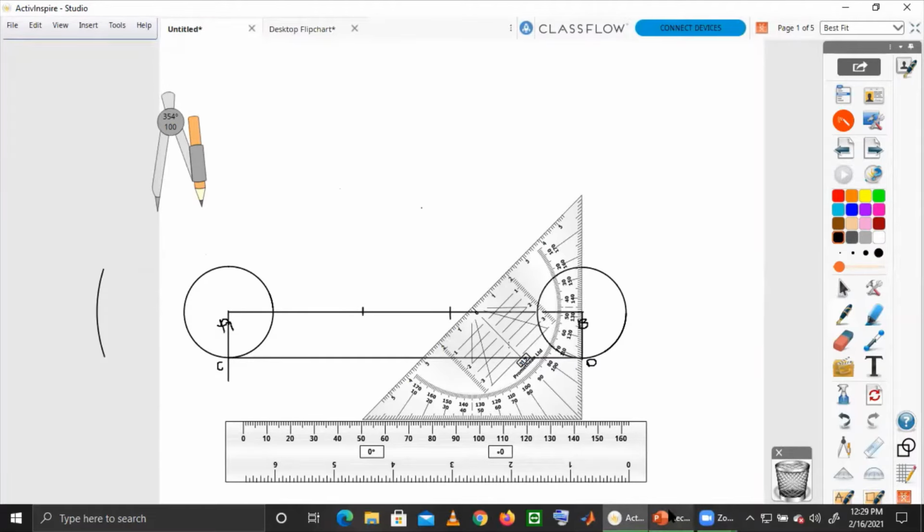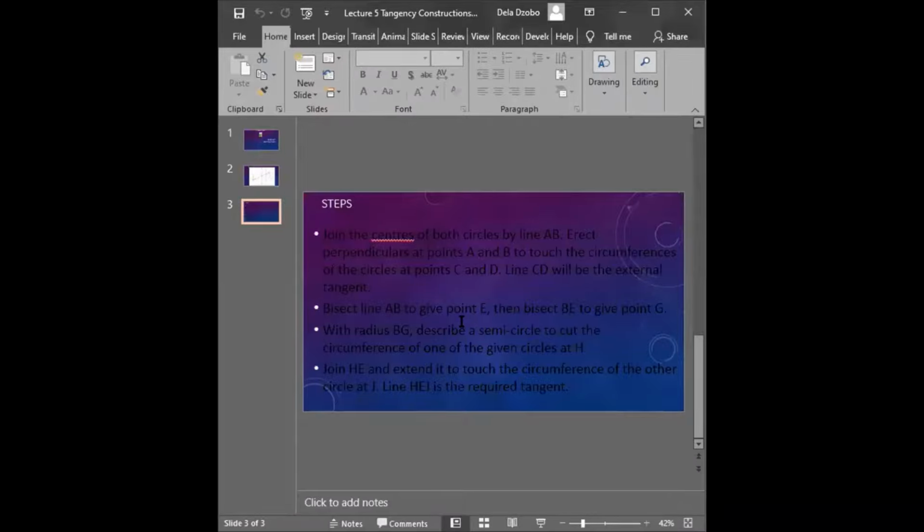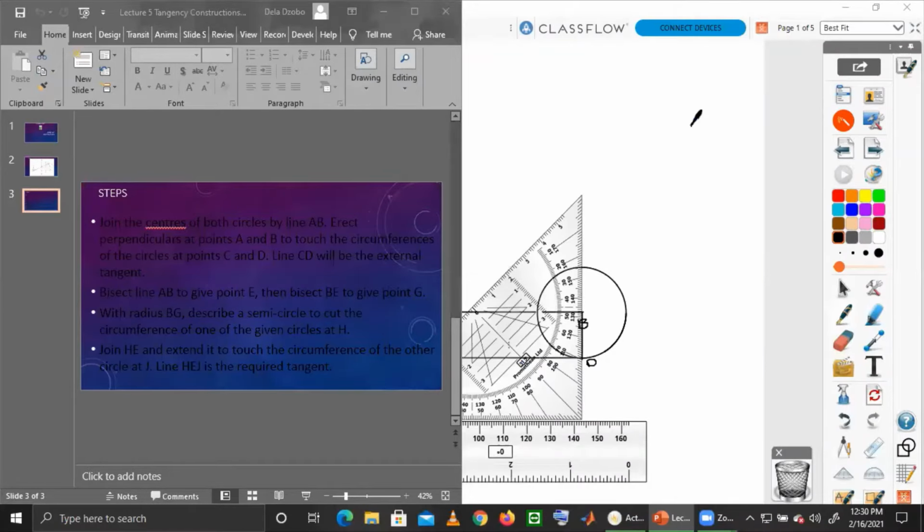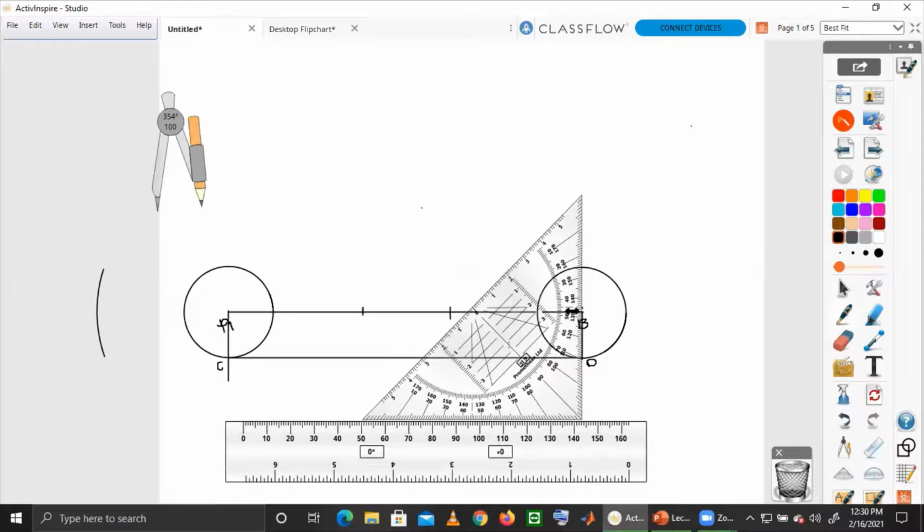Okay. Now the step tells us again to bisect the line AB to give point E. Bisect line AB to give E. So we are going to do that. We're going to bisect line AB. Line AB is this line over here. So you are going to bisect it, construct a perpendicular bisector.